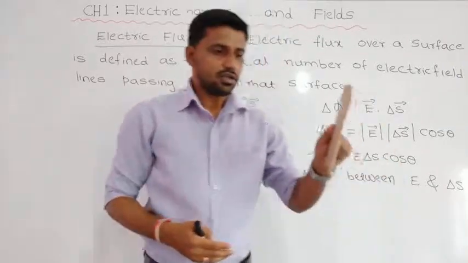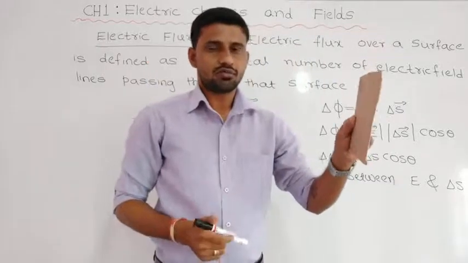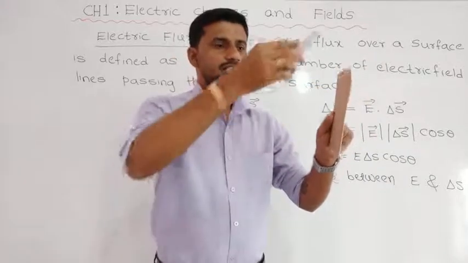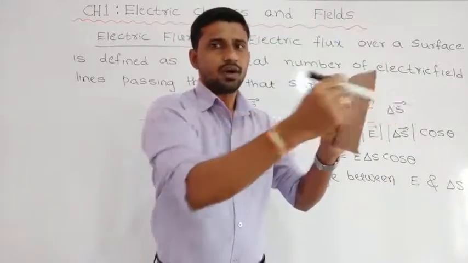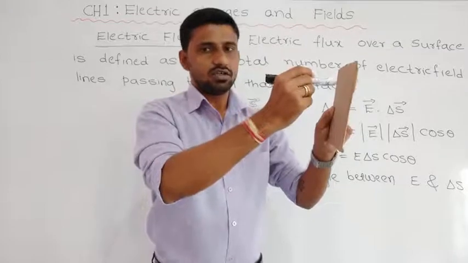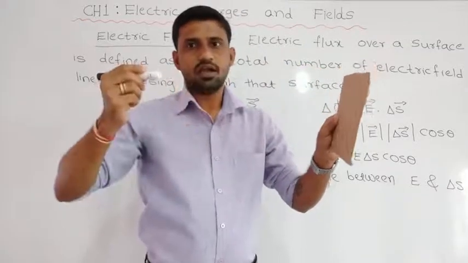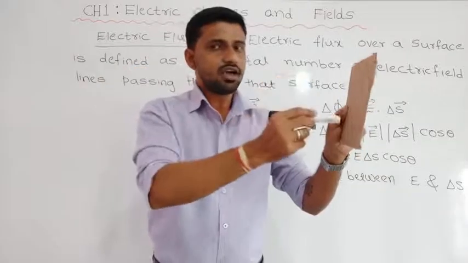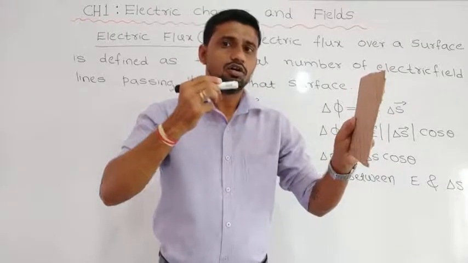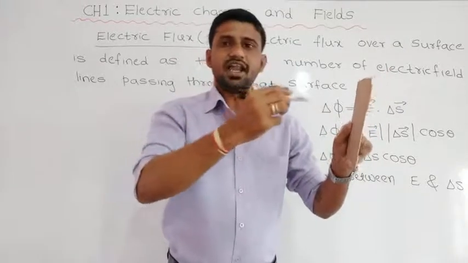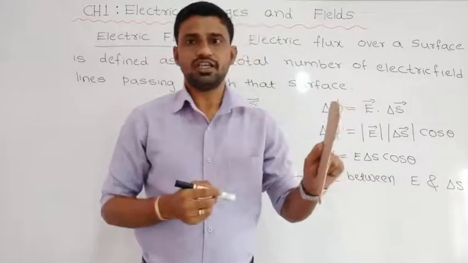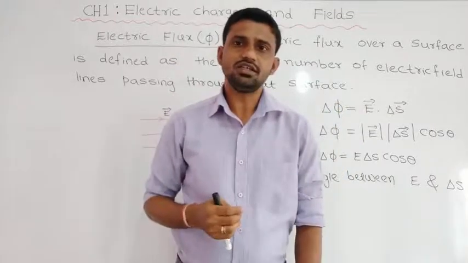Now assume that this is the position of the surface and the direction of the surface area is like this. Some electric field lines are entering this surface and passing through it like this. If you observe the electric field direction, it is like this, and we already know that the surface area direction is also like this. Now the angle between the surface area vector direction and the electric field vector direction is the same. That means both directions are parallel to each other. Then the angle between them is 0 degrees.